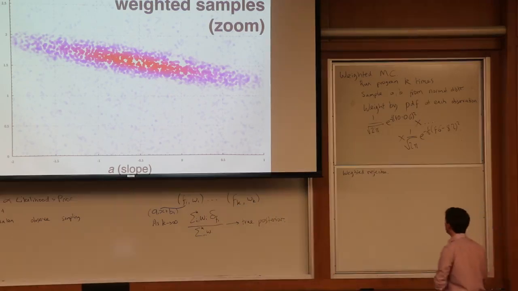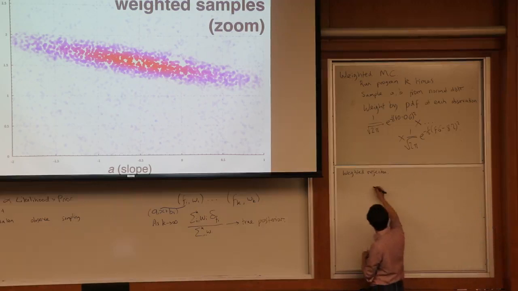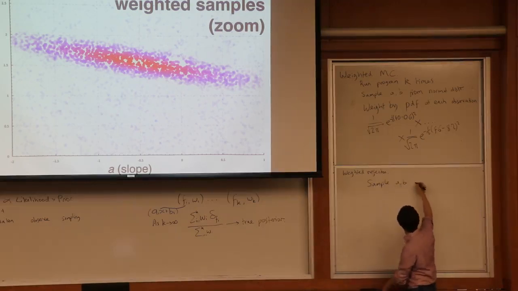Okay, so weighted rejection, what do we do? We do a similar thing. Each time we run the program, we sample a and b from the normal prior.